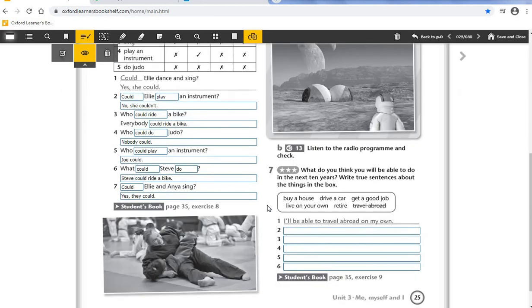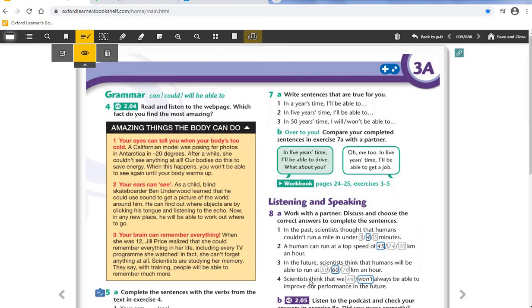Okay, now, what do you think you will be able to do in the next 10 years? Write three sentences about the things in the box. For example, I'll be able to travel abroad on my own. You can say, I'll be able to buy a house. I will be able to drive a car. I will be able to get a good job. I will be able to live on my own. I will be able to retire, or I will be able to travel abroad. Okay, let's continue back to the student's book.